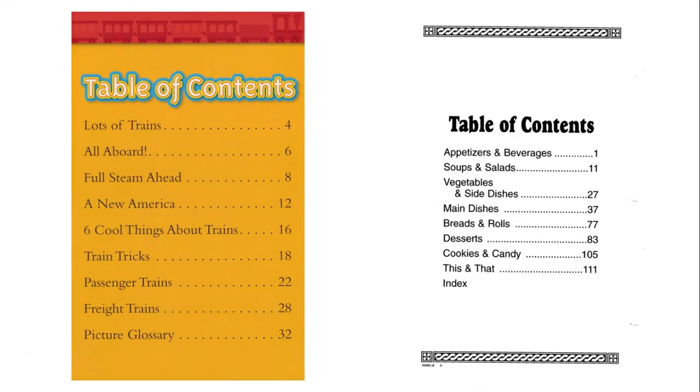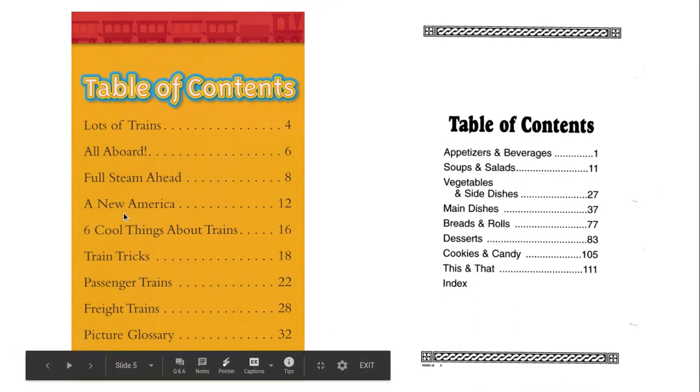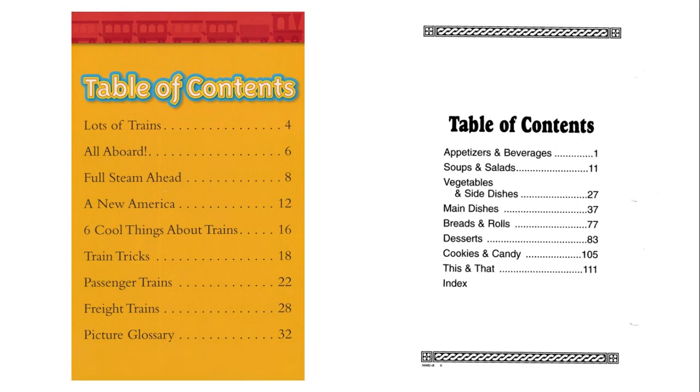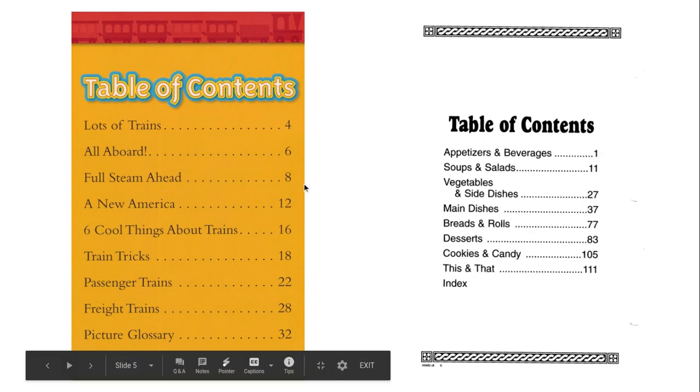Here are a few more examples of a table of contents. The one on the right is for a recipe book, and the one on the left is a table of contents for a book about trains. We can go through and see Train Tricks starts on page 18, or Freight Train starts on 28. This is just breaking down your chapters to let you know, if I'm reading chapter 3 today, I find chapter 3, Full Steam Ahead, and I go to page 8.